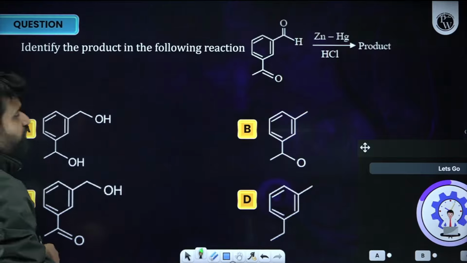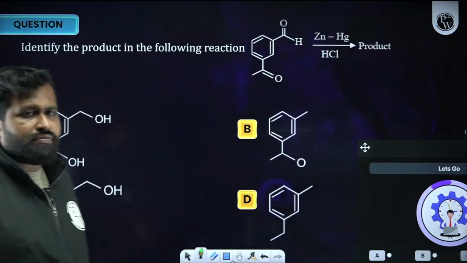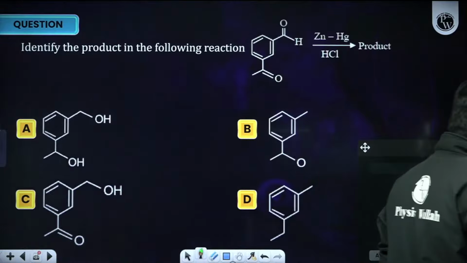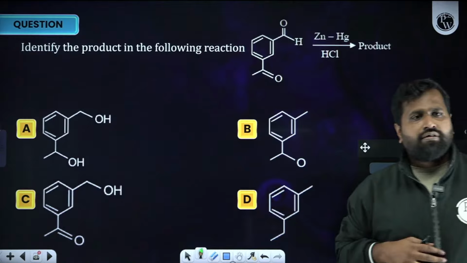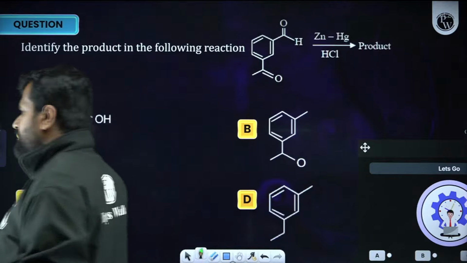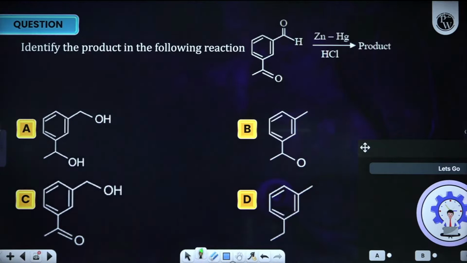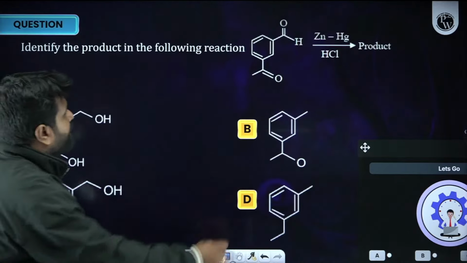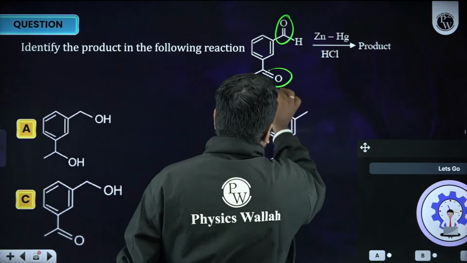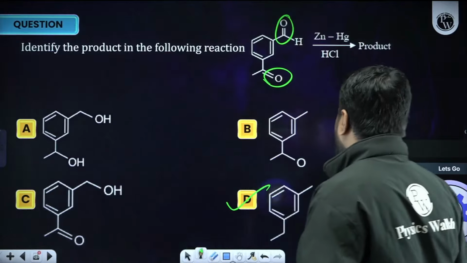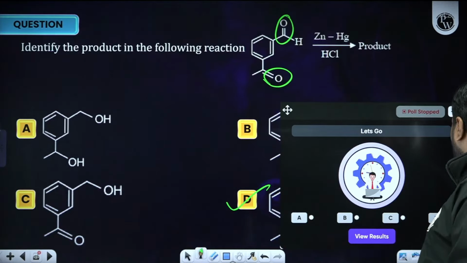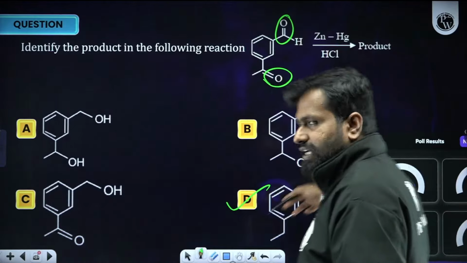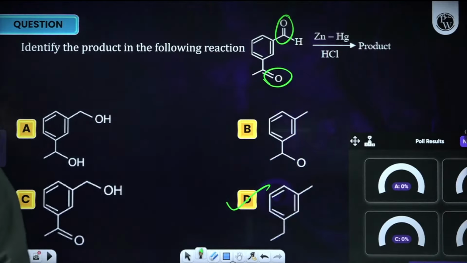Identify the product in the following reaction. What exactly are we using? Zn-Hg. Automatically, this C double bond O will get reduced. Option D will be the correct answer. No one is answering in less than 45 seconds. Very bad. So option D will be the correct answer.